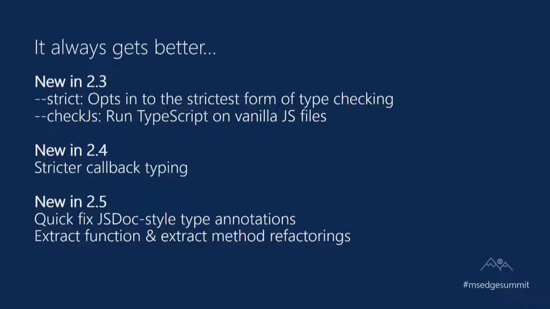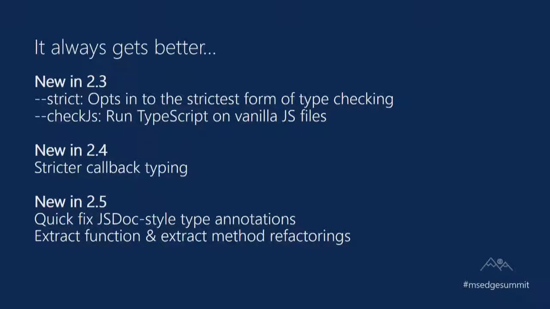And also check.js. Like you all have JavaScript files. You could be running TypeScript on those files and finding bugs right now. That's what check.js does. I'll show you how that works in just a second. 2.4 added stricter callback typing. The TypeScript type system is always evolving, trying to find new ways to find bugs in your program and give you, the developer, better feedback so you can build better quality software.